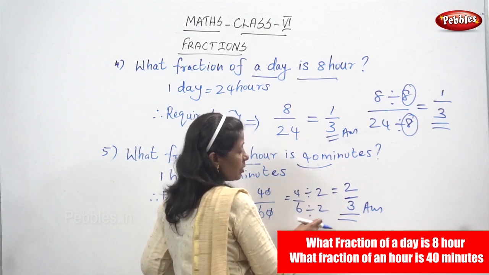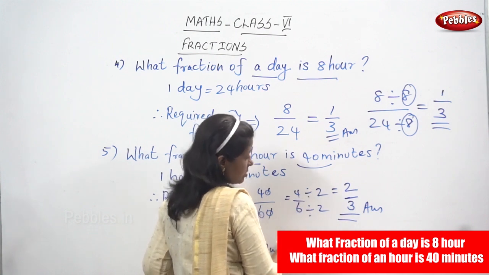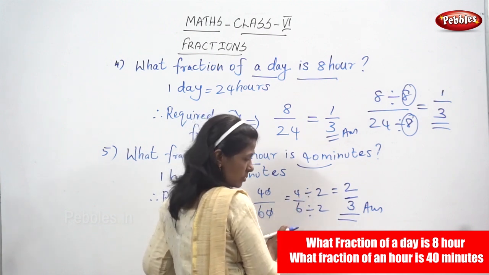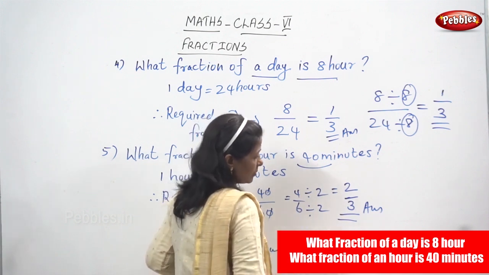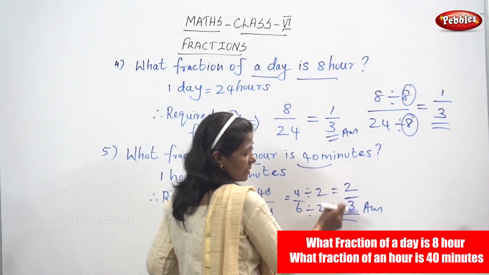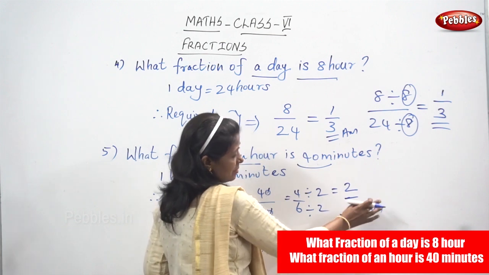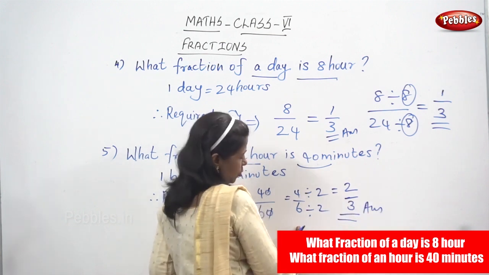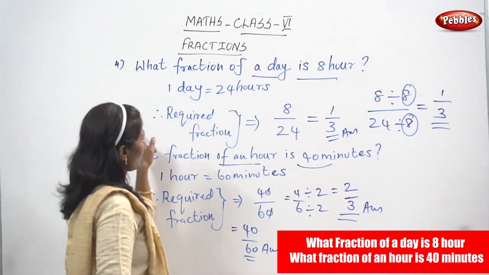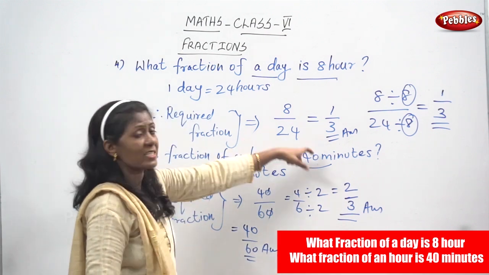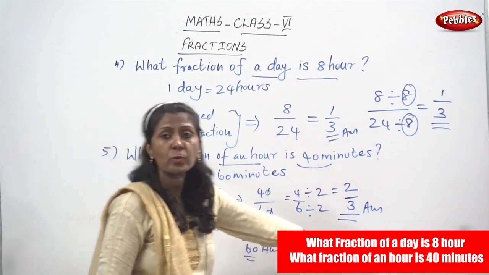The same number must be taken for dividing both the numerator and the denominator. 4 divided by 2 gives 2, and 6 divided by 2 gives 3. So 2 by 3. Hereafter you can't simplify this, because 2 is an even number and 3 is an odd number. So 2 by 3 is the final answer. You can do this, or you can stop before this, it's not an issue. So the first question answer is 8 by 24, simplified answer is 1 by 3. The second question answer is 40 by 60, simplified answer is 2 by 3.